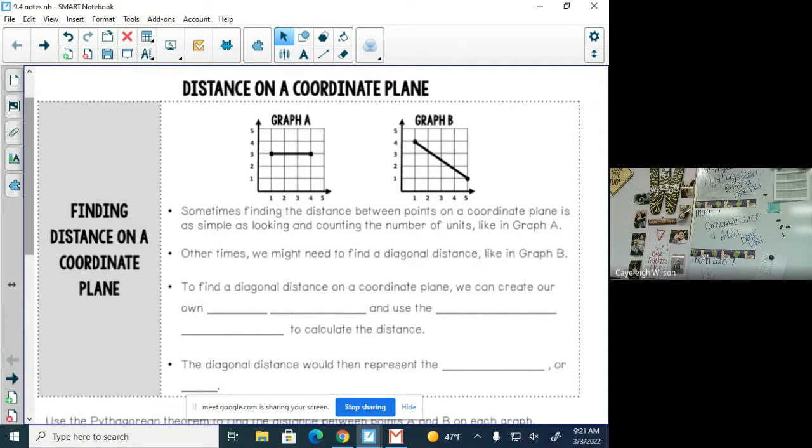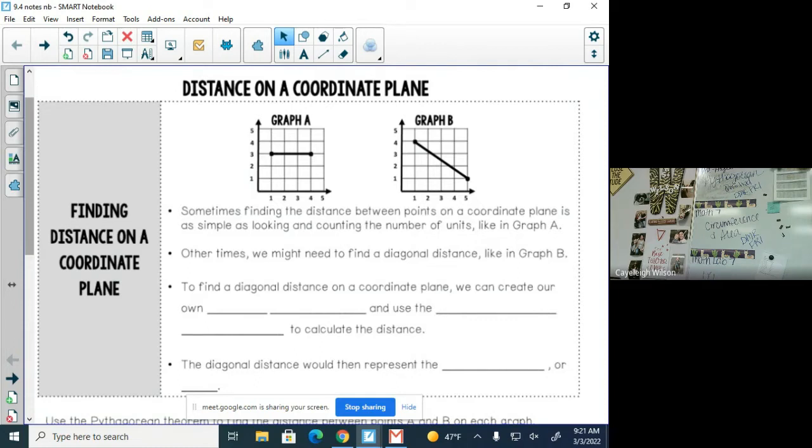Sometimes it's going to be a diagonal line. And we can't just estimate it by counting, like, oh, this looks like it's half of a square, this looks like a third of a square. It doesn't work like that. So we can use the Pythagorean theorem to find that distance. And what does that look like? What we were talking about?